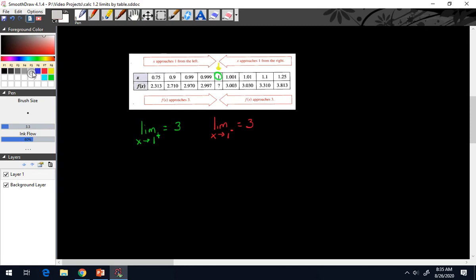So now we know that the right-sided limit was 3, the left-sided limit was 3. Therefore, remember the little three dots, therefore, the limit overall, as we approach 1 from both sides, from the left and the right, we are converging to the same number, and that's 3. Okay, so let's take a look at another one.